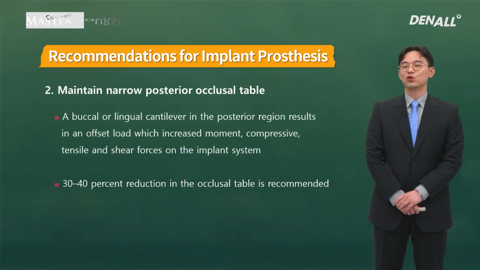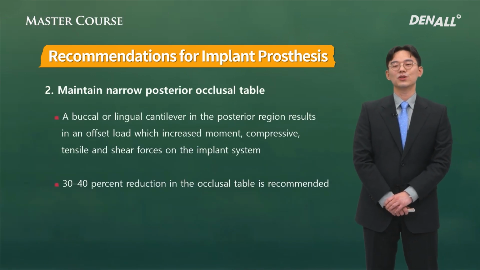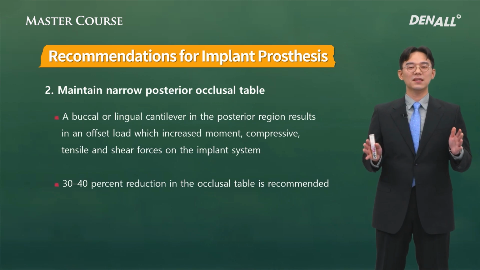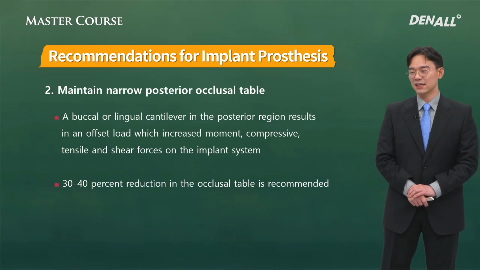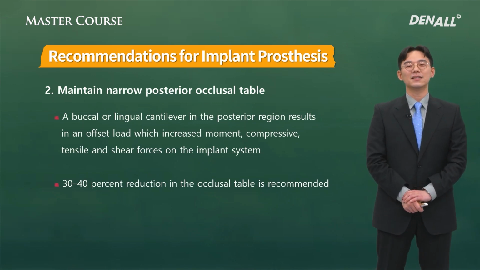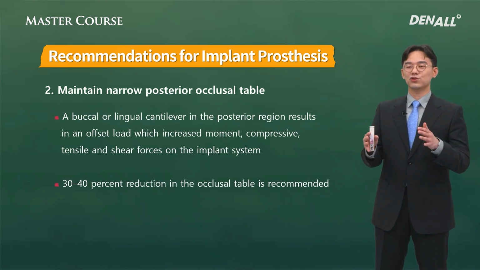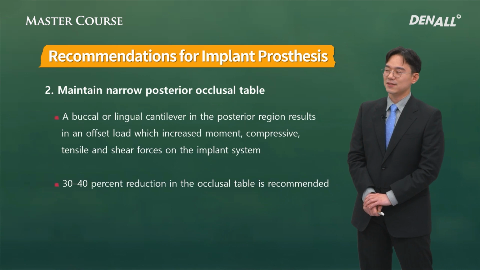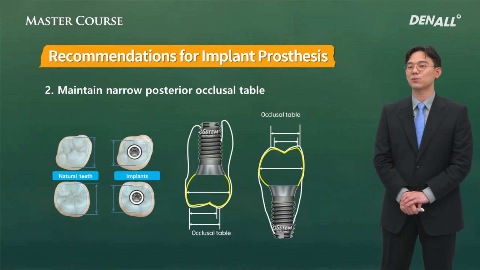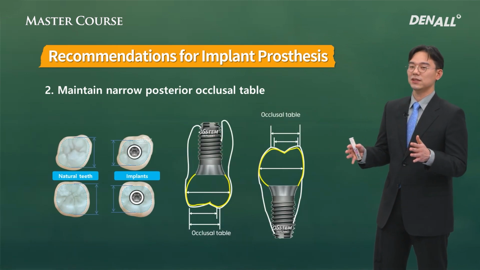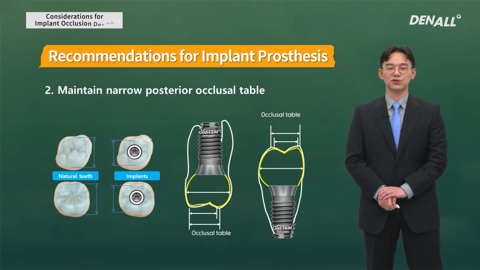Second, we need to maintain a narrow posterior occlusal table. A buccal or lingual cantilever in the posterior results in an offset, which is not good. So a 30 to 40% reduction in the occlusal table is recommended. If you reduce the occlusal table, the lateral force is reduced.